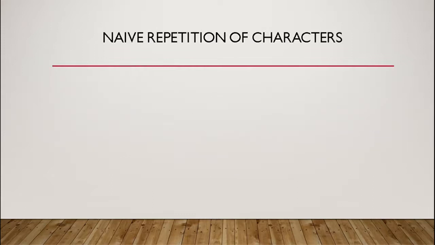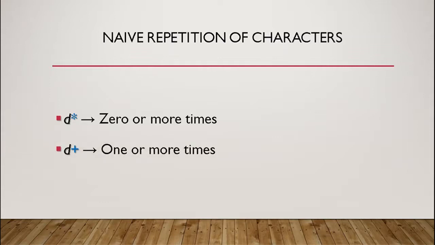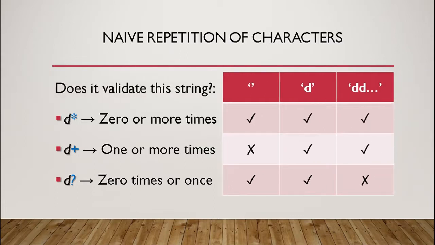You can ask a string to repeat some character, let's say D. An asterisk asks to repeat 0 or more times. A plus sign asks to repeat 1 or more times. A question mark asks to repeat 0 times or once. To see it clearer, let's make a comparison. These three regular expressions admit a single D, but D plus sign does not admit an empty string, and D question mark does not admit a string made of 2 or more Ds.